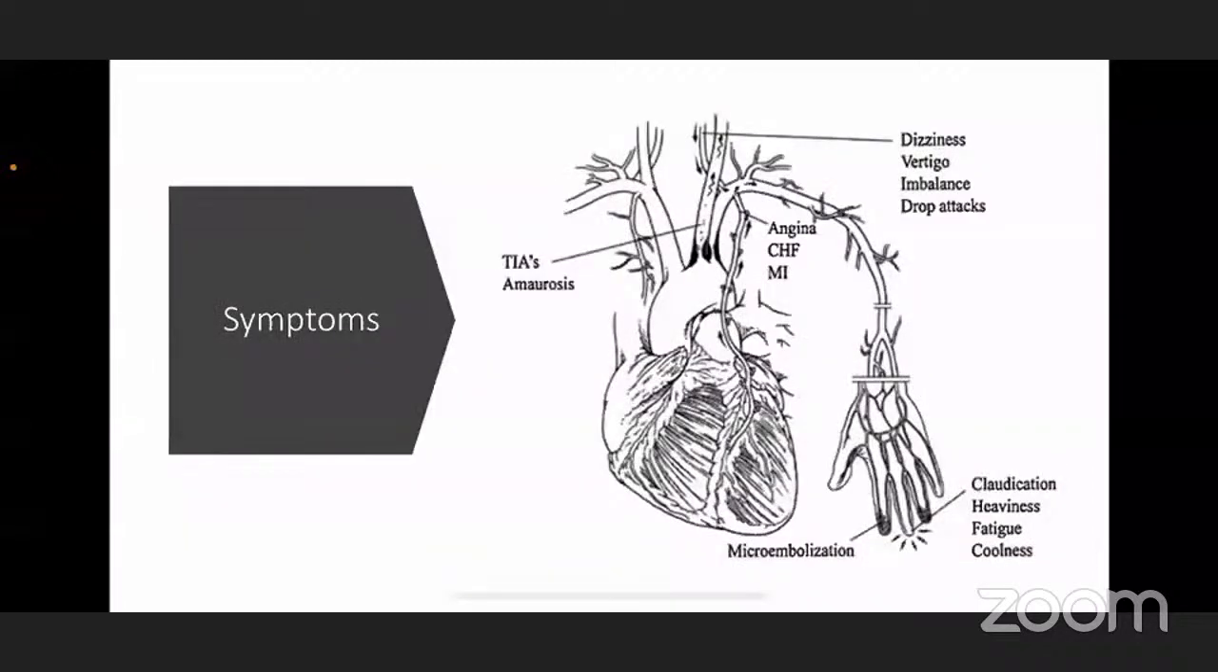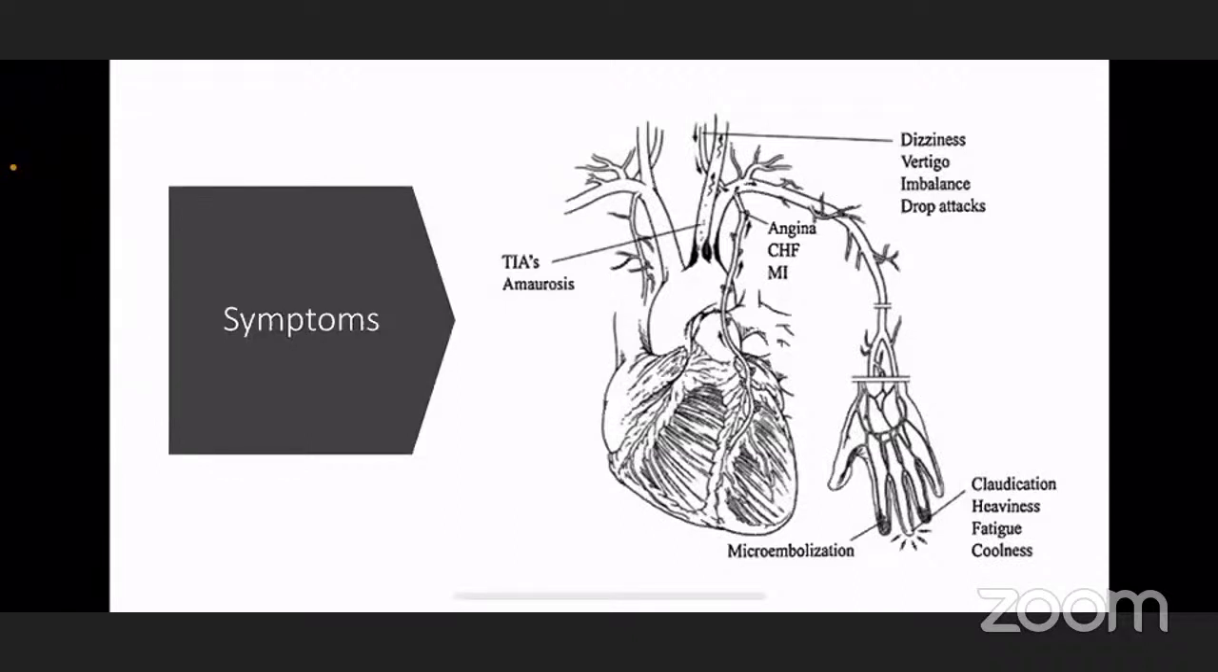If we can look at the picture, usually there are no symptoms, but if there are symptoms, they will depend on where the stealing is from. For example, if the stealing or reverse blood flow is coming from the vertebral artery, then we are compromising the circle of Willis and the blood flow to the brain. So the patient will present with dizziness, vertigo, imbalance, drop attacks. He can present with TIAs. They can present with hearing loss or nystagmus.